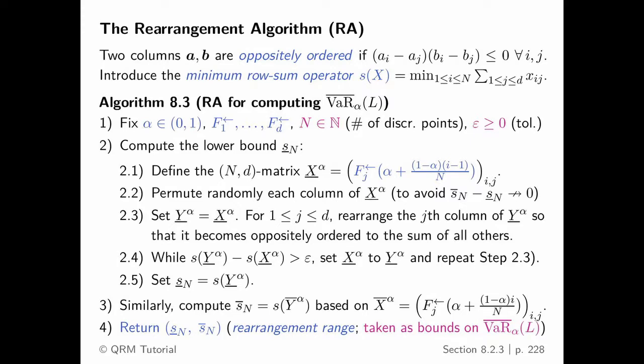So the rearrangement algorithm then, and this is the presentation for the worst value at risk, works as follows. I have a typically given confidence level I'm interested in, and I have for my D marginal distribution functions the corresponding quantile functions, and I have capital N, the number of discretization points of these marginal quantile functions, and an epsilon tolerance that tells me when to stop the algorithm.